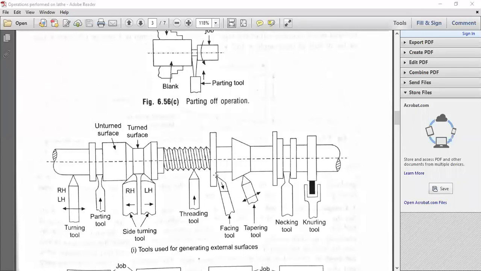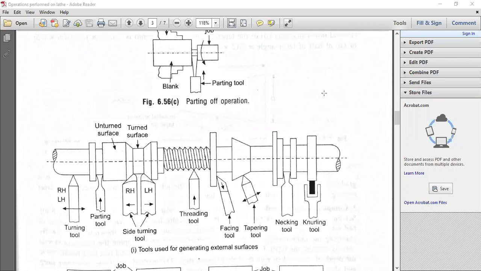And this is the facing tool. With the facing tool, you machine the end face of the job or workpiece by placing the tool perpendicular to the workpiece. So all the operations you have to show in a particular diagram. If we ask a short answer question or a big question, he does not want separate diagrams. I want all the operations on a single diagram.